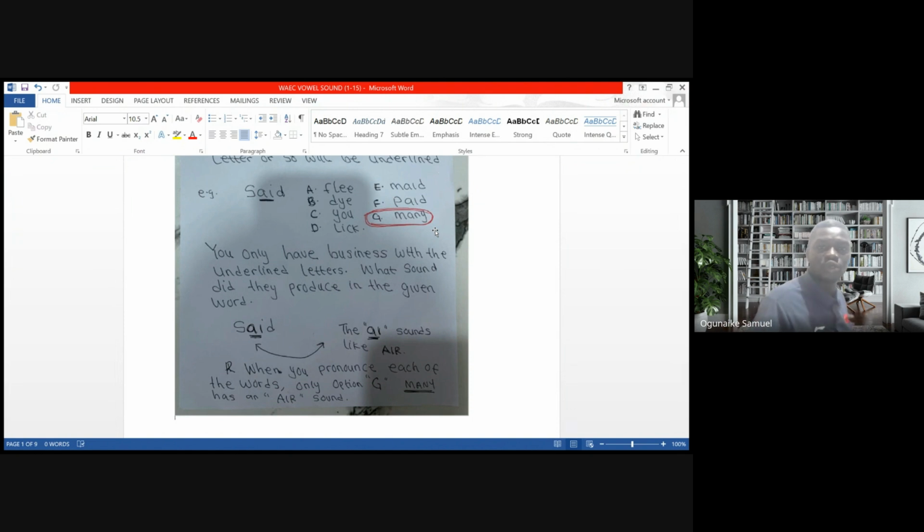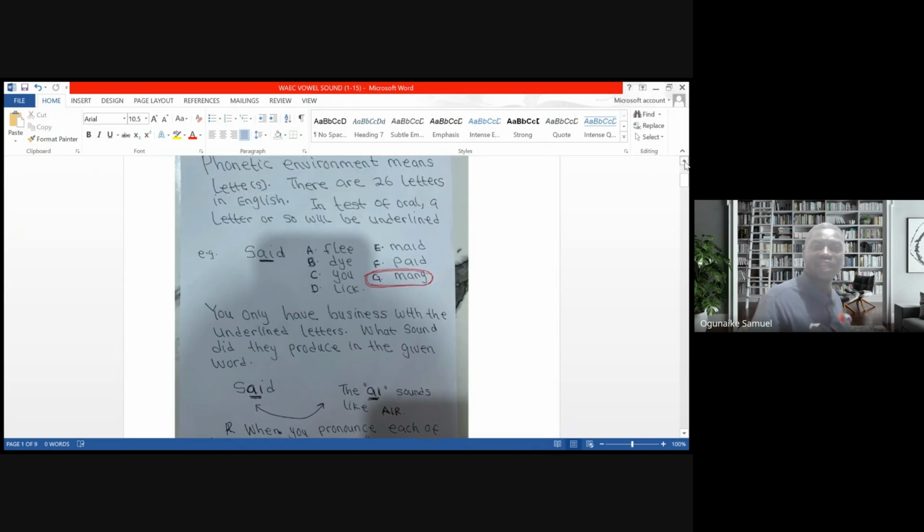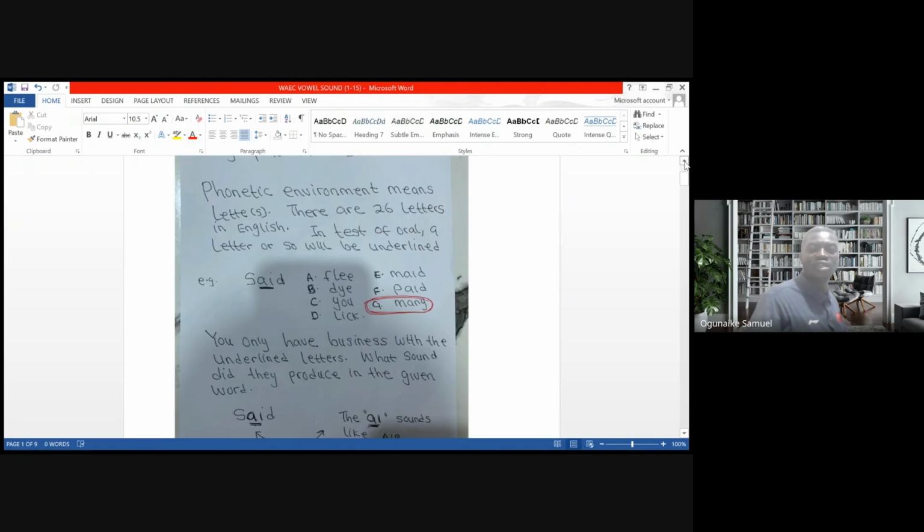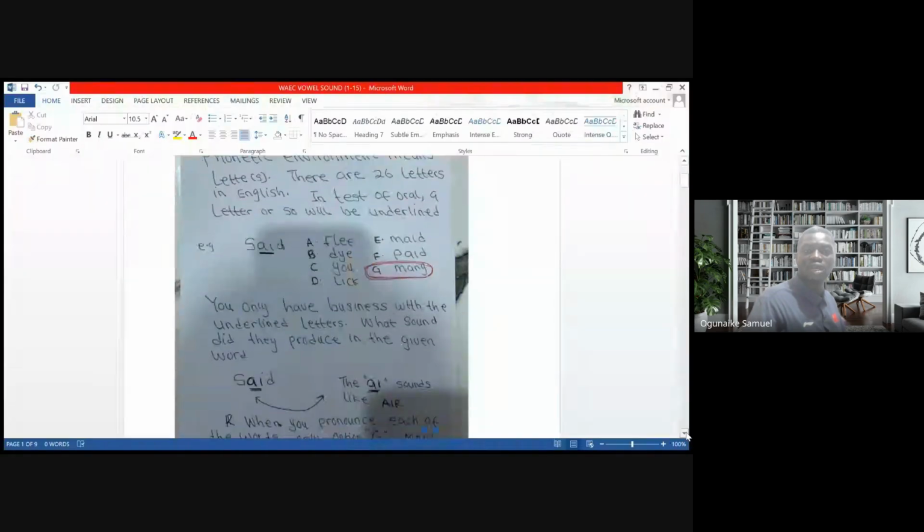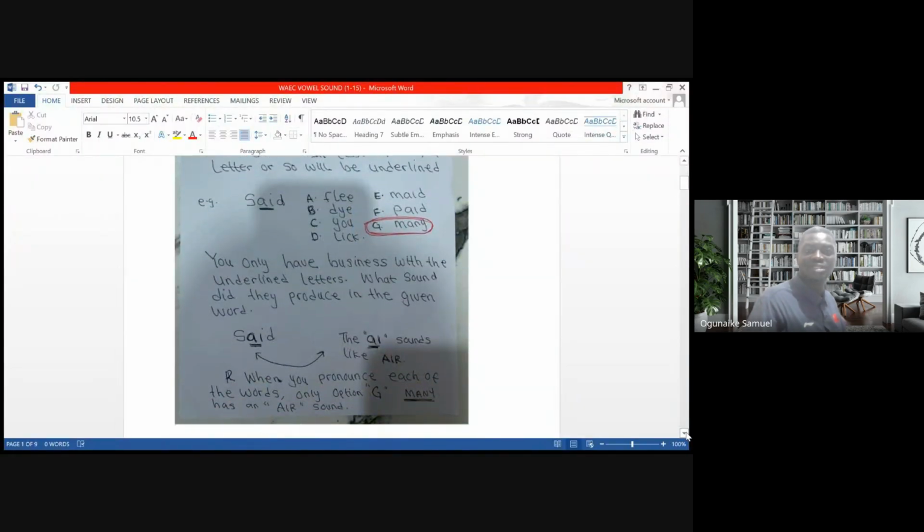So since I've been told to just pay attention to the underlined letters, I'll study the underlined letters. What sound does it produce? Then I'll sound out all the options, and pick the one that has the same sound or a similar sound. All right, please, you can use the chat box, the emoji. Let us know whether you understood this part before we move on.